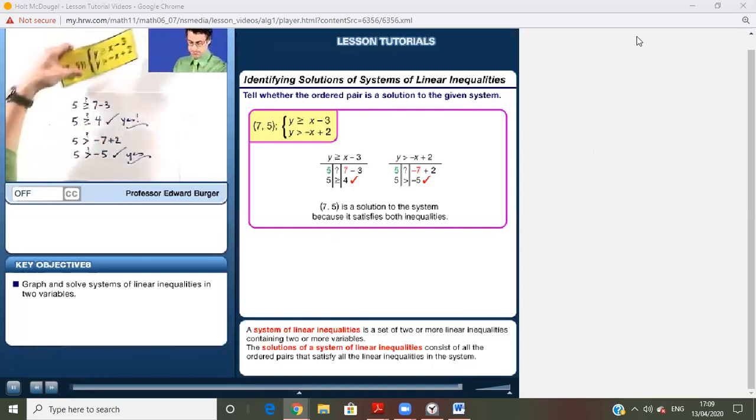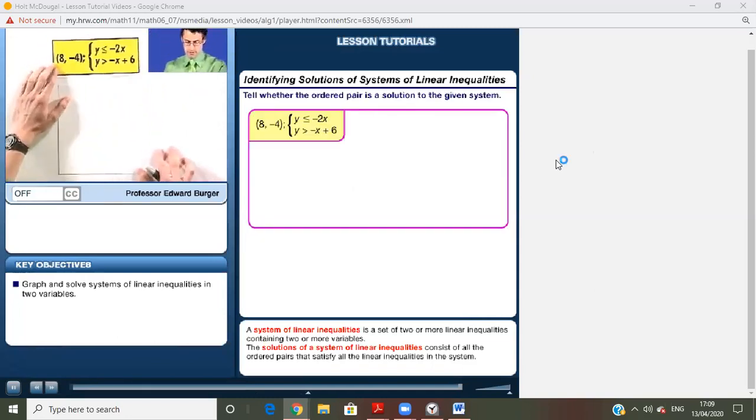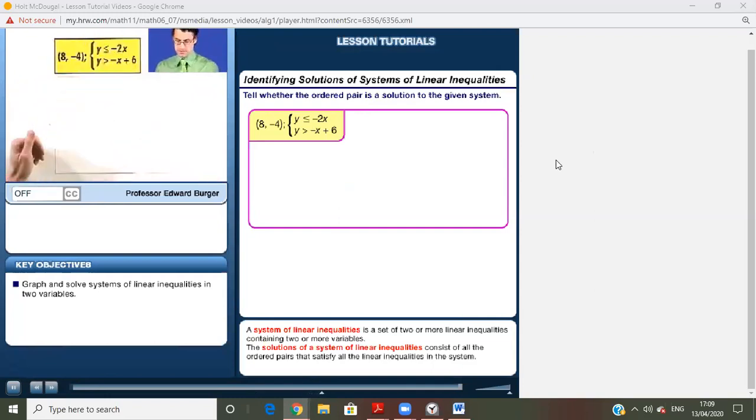Let's try another one together. Okay, so this one, I want to know if 8, negative 4 is going to be a solution to this system of linear inequalities.